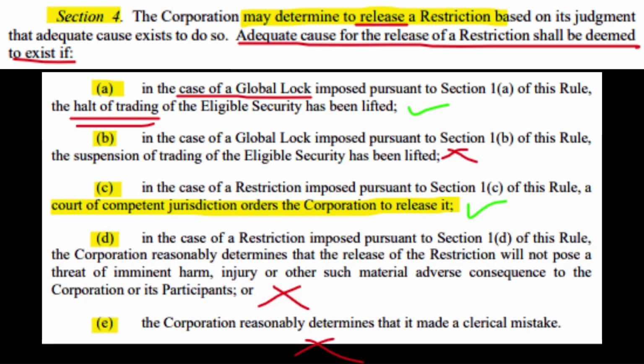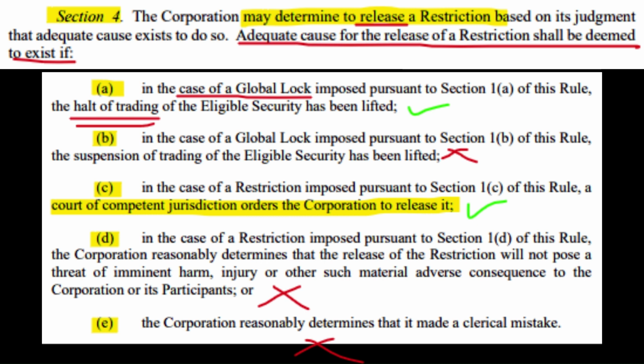Section 4 explains when the DTC would lift the chill and global lock restrictions. Section 4A states, in case a global lock is imposed because FINRA has issued a halt, and that halt is lifted by FINRA, then the global lock by DTC would be lifted. Section 4B relates to lifting the global lock if the SEC ends up lifting their suspension of trading. In our MMTLP case, the SEC has not imposed any suspension that I know of.